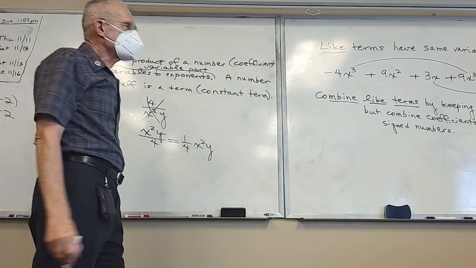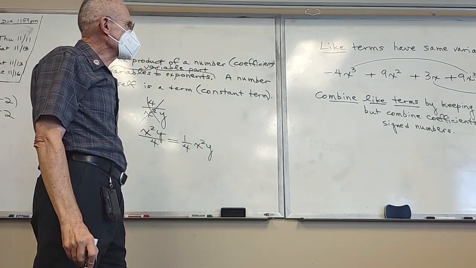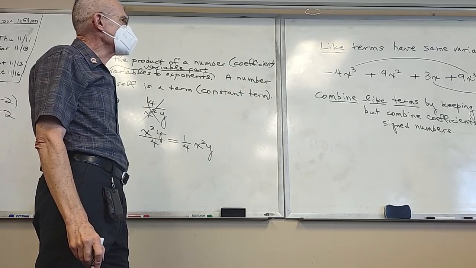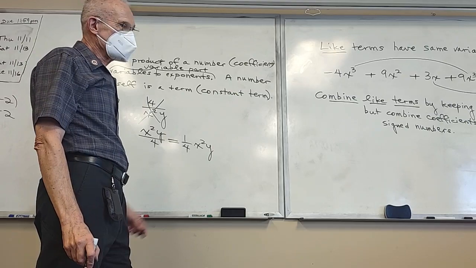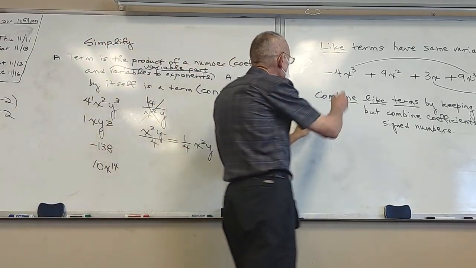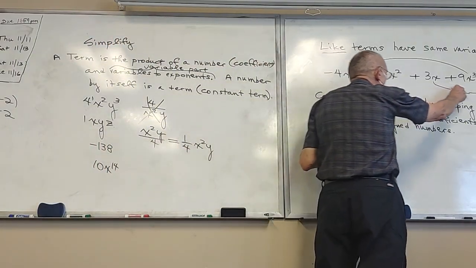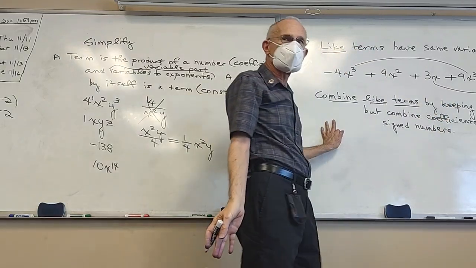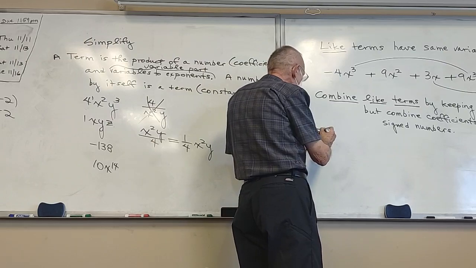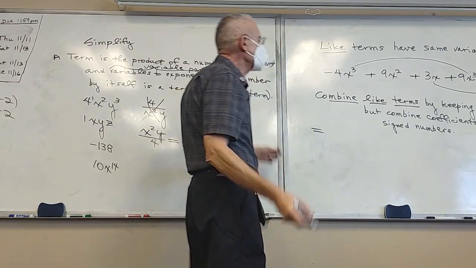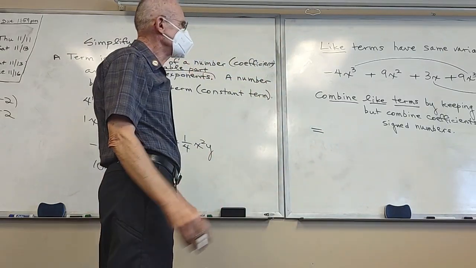Really, you shouldn't even have to be told to do that. If you're given a polynomial, you should automatically look and see if there are like terms and combine them. Now, we just finished saying that this minus 4x cubed and the 9x cubed are like terms. Therefore, we will combine them by keeping the variable part, combining the coefficients.